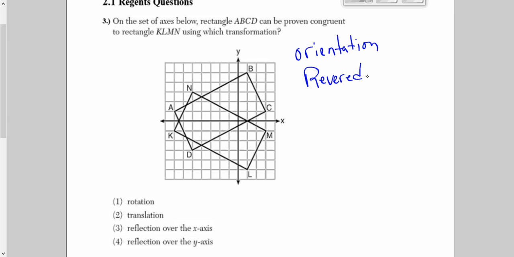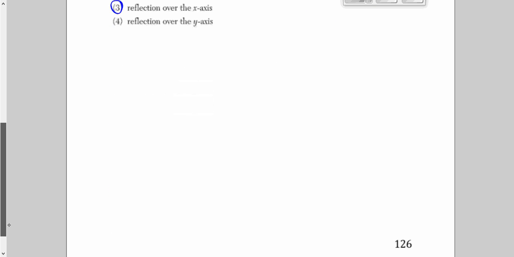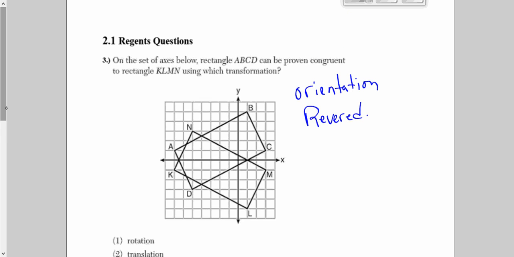So it's got to be either 3 or 4. Which one is it? It's got to be 3, a reflection over the x-axis. Right, it's all 3. Just cosmic coincidence. What do we got next?